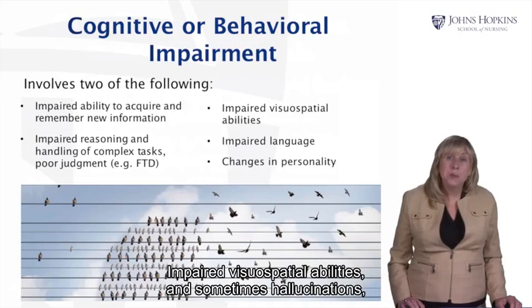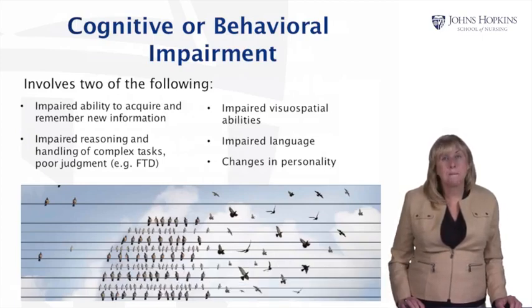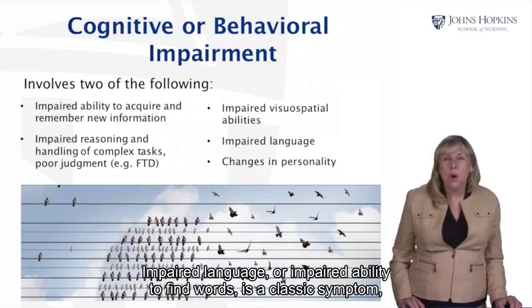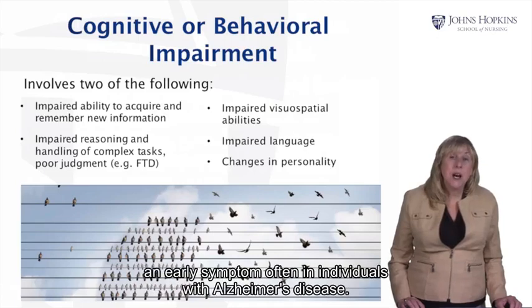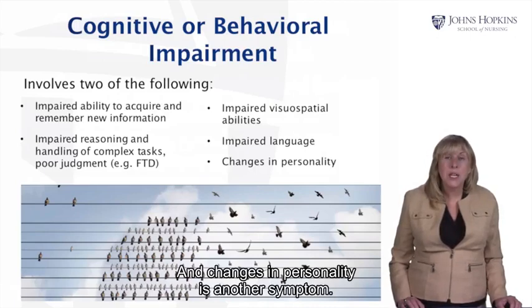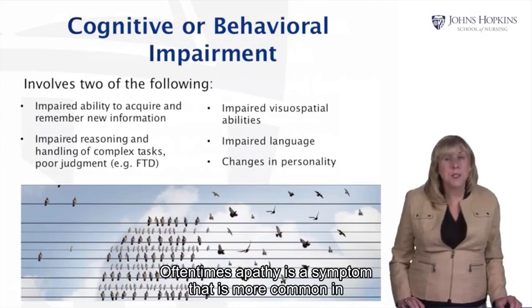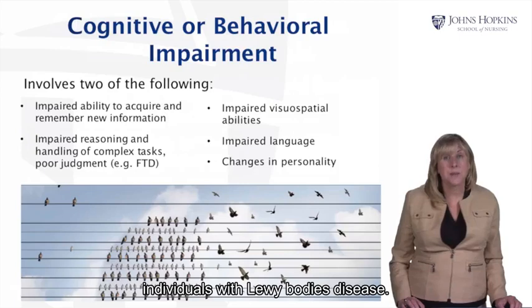Impaired visuospatial abilities and sometimes hallucinations are symptoms that may be more common in individuals with Lewy body's disease. Impaired language or impaired ability to find words is a classic symptom, an early symptom often in individuals with Alzheimer's disease. And changes in personality is another symptom. Oftentimes apathy is a symptom that is more common in individuals with Lewy body's disease.